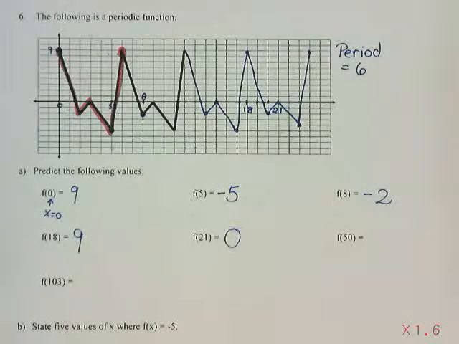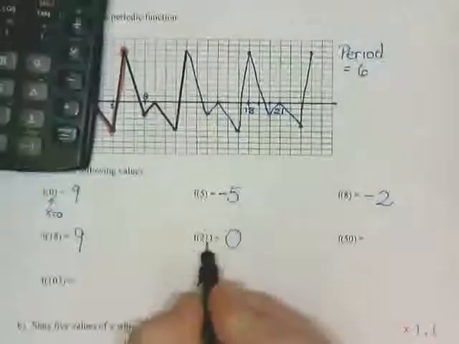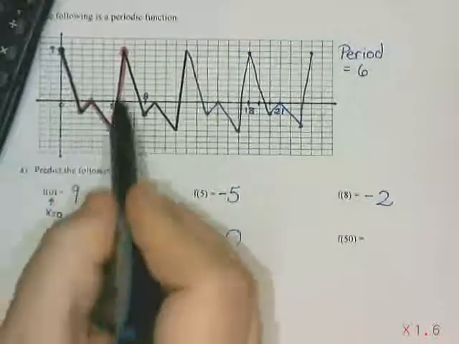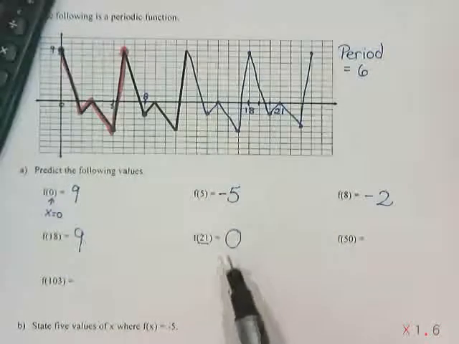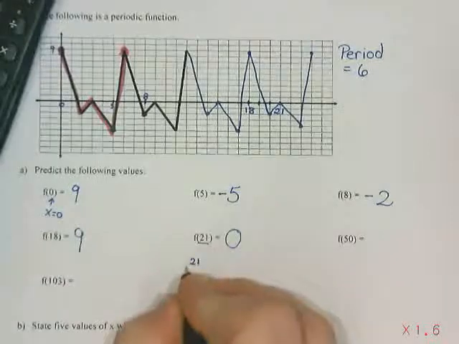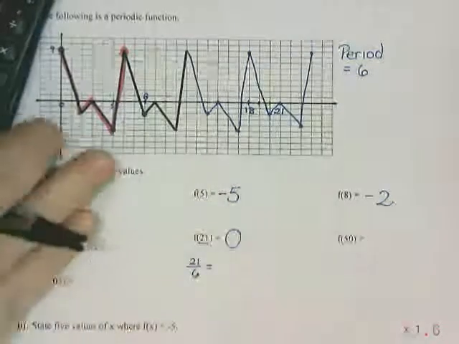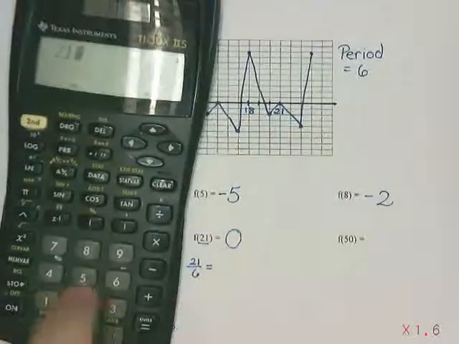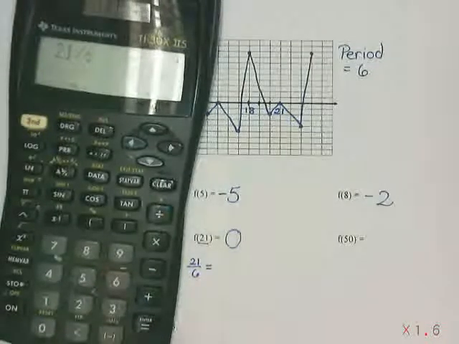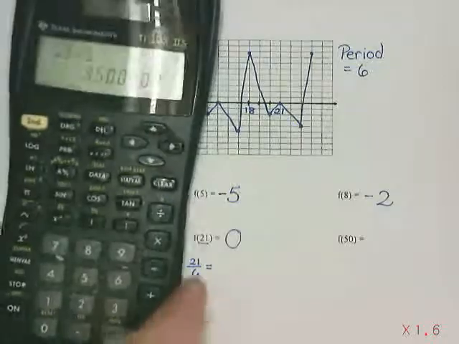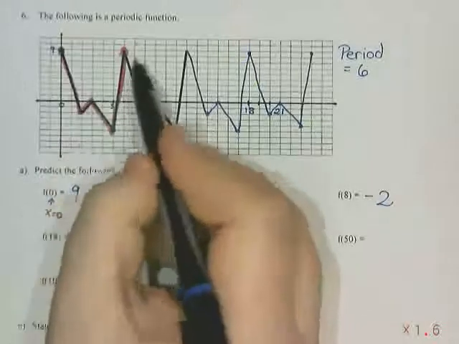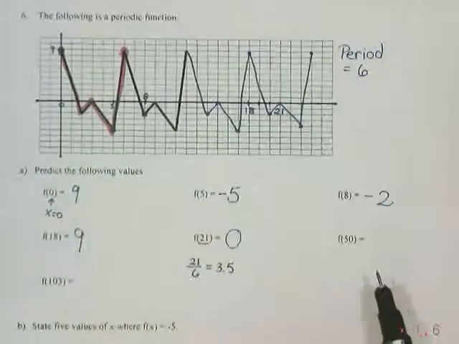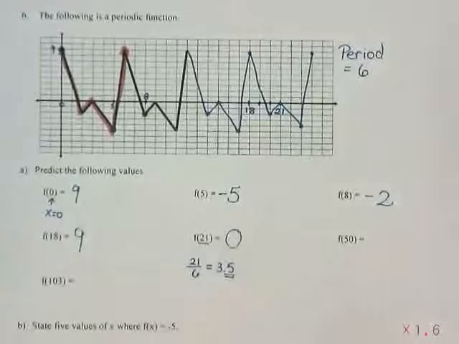So to find f at 21, what I could have done is I could have said, okay, I've got 21. So what I want to do is figure out how many full cycles of 6 squares were there in those 21. So I could have taken 21 and divided it by 6. So 21 divided by 6 gives me 3.5, which tells me that it would have been 3 full cycles, which it was, and then we're going to be part way into the next cycle.